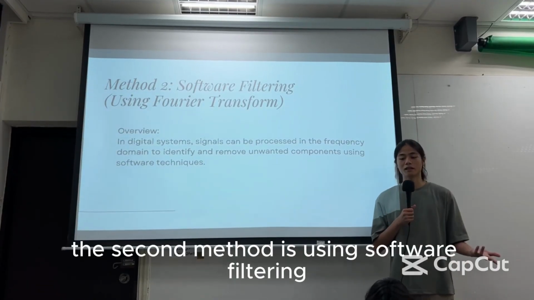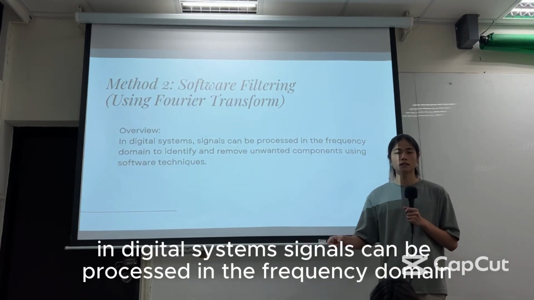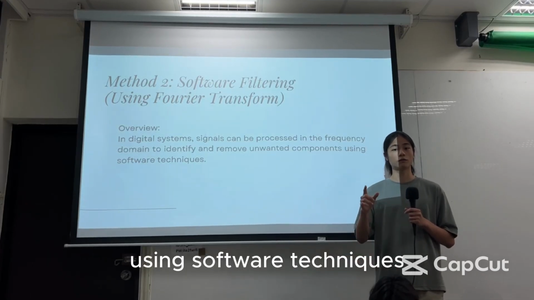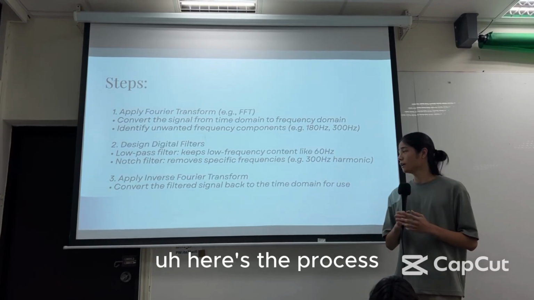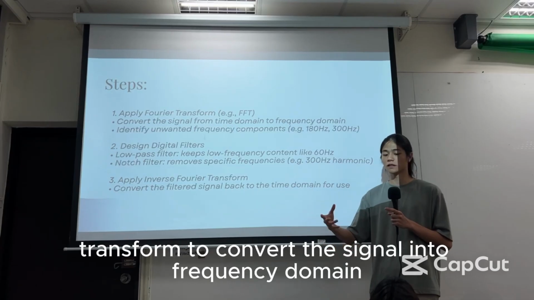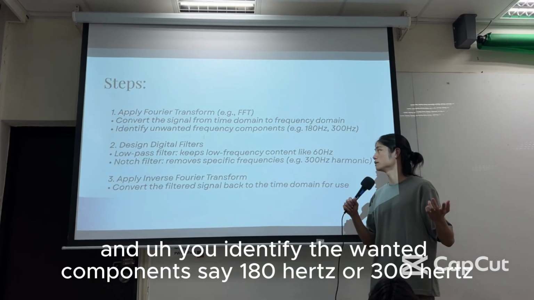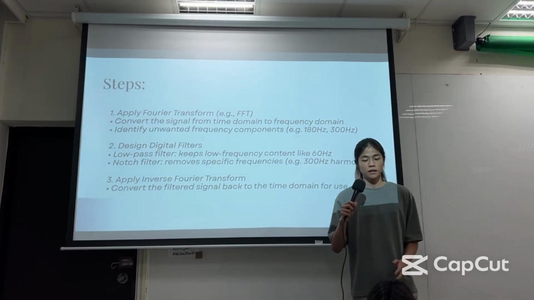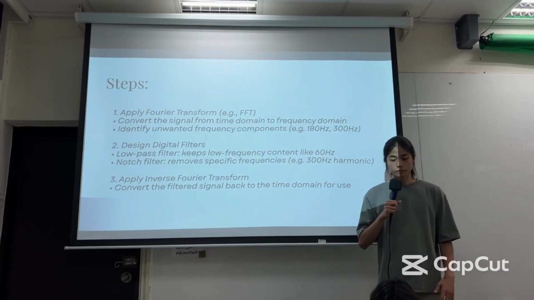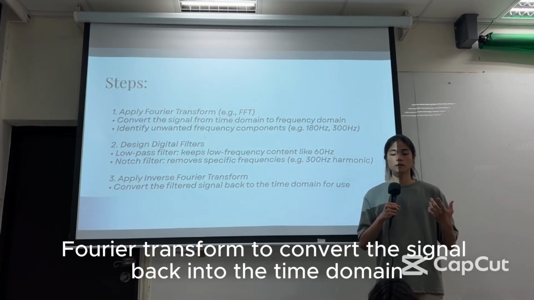Okay, the second method is using software filtering. In digital systems, signals can be processed in the frequency domain to identify and remove unwanted components using software techniques. Here's the process. First, you use the Fourier transform to convert the signal into the frequency domain. Then you identify the unwanted components, say 180 Hz or 300 Hz, and you apply a digital filter. It could be one of the 4 we talked about before. And then lastly, you use the inverse Fourier transform to convert the signal back into the time domain.